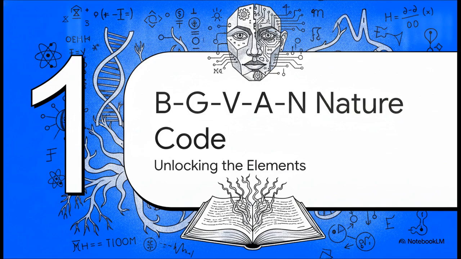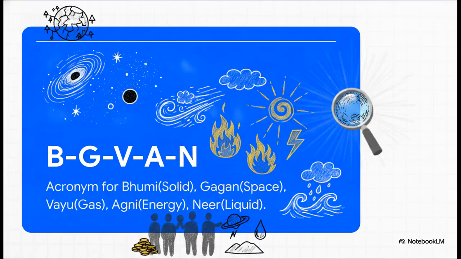the elements. According to Nayak's thesis, the word Bhagwan, which we usually translate as God, isn't actually a personified deity sitting up in the heavens. Instead, the text claims it's an ancient master scientific code. It's an acronym for the 5 states of matter and energy.